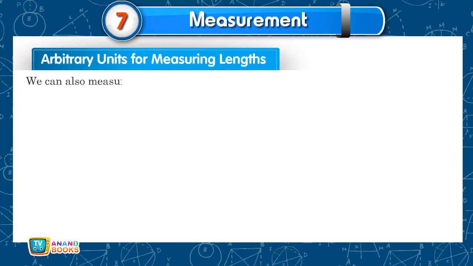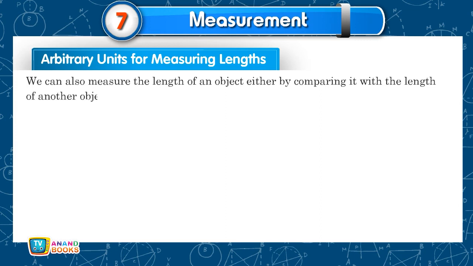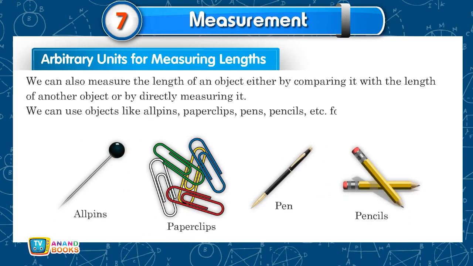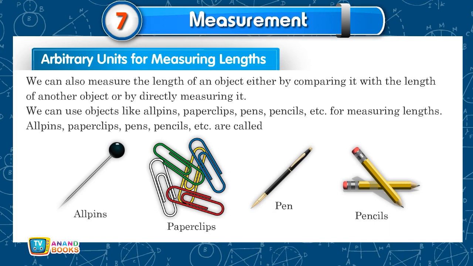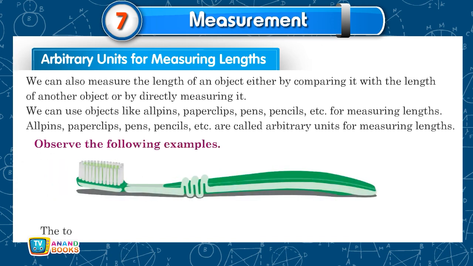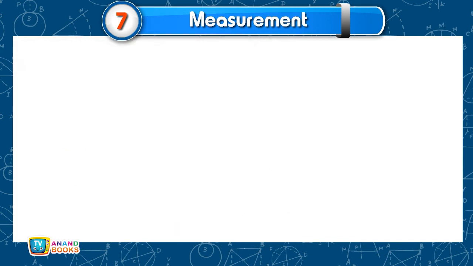We can also measure the length of an object either by comparing it with the length of another object or by directly measuring it. We can use objects like all pins, paper clips, pens, pencils, etc. for measuring lengths. All pins, paper clips, pens, pencils, etc. are called arbitrary units for measuring lengths. Observe the following examples. The toothbrush is about 7 all pins long.